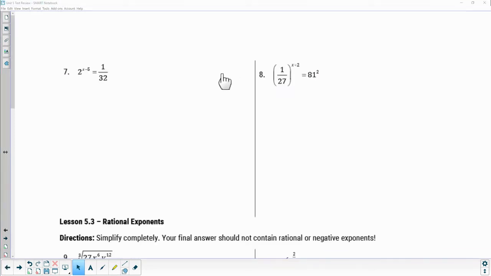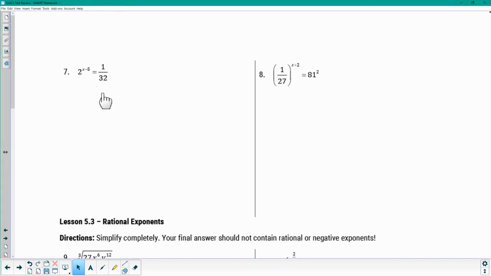Now, number 7 is slightly different because I do not have both terms in the same position. So I do have a term in a numerator and a term in a denominator. So first, let's think of, can I rewrite 32 so that it has a base of 2? Which, yes, I can. One of the more popular ones we've discussed, 1 over 2 to the power of 5. But remember, I do have my property of negative exponents where if I write this as 2 to the -5, it's still equivalent to 1 over 2 to the 5th.